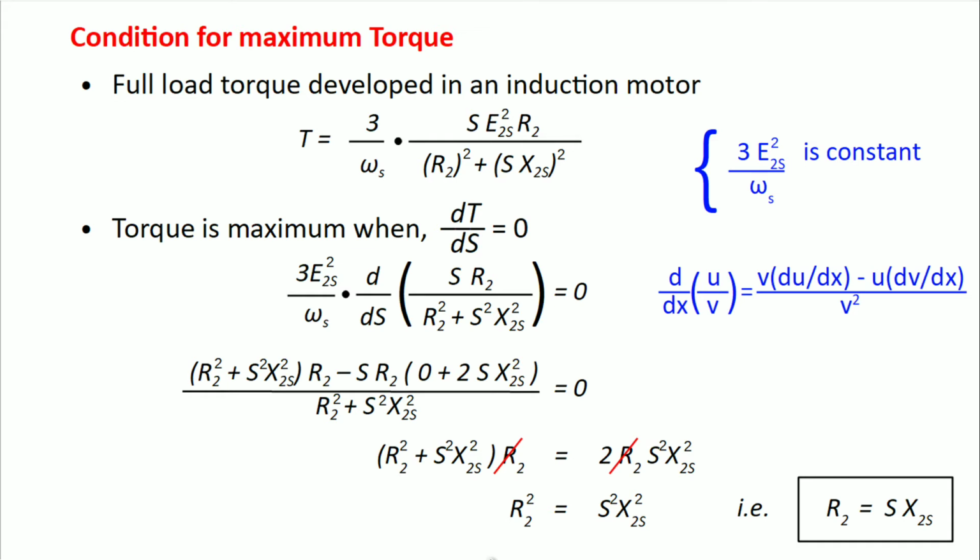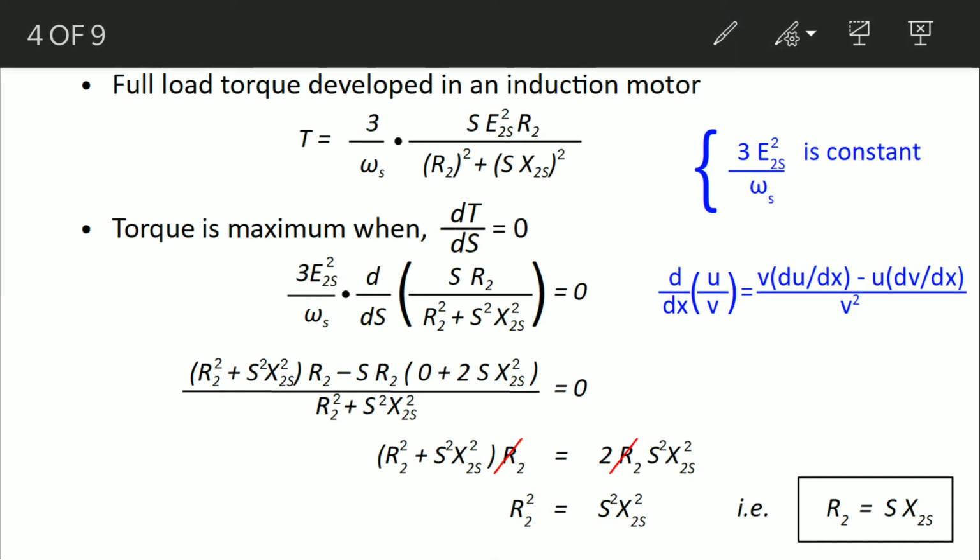Here the square is missing, the square of this term, the square of the denominator. However, this whole term will be cancelled when it is multiplied with 0 on the right hand side. So what remains is only the left hand side.